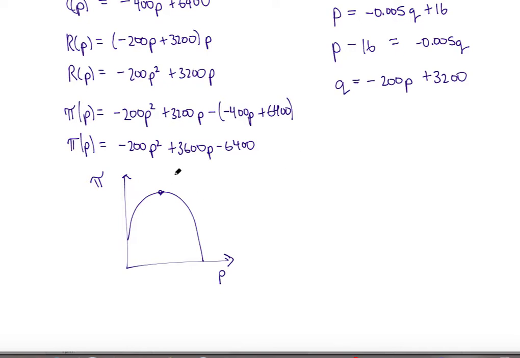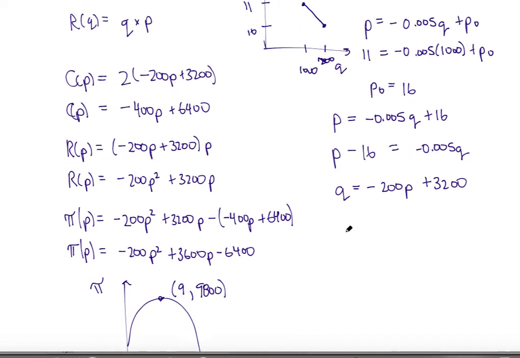This gives me a coordinate where the price is 9, and the vertical value of that would be negative 200 times 9 squared plus 3,600 times 9 minus 6,400. That gives me a profit of 9,800.